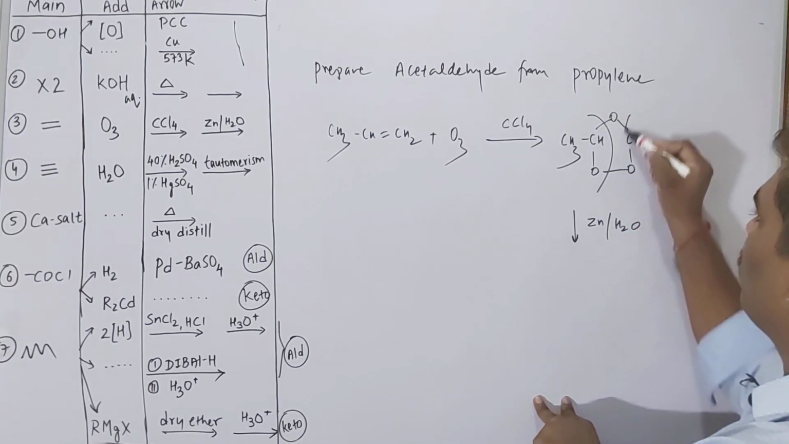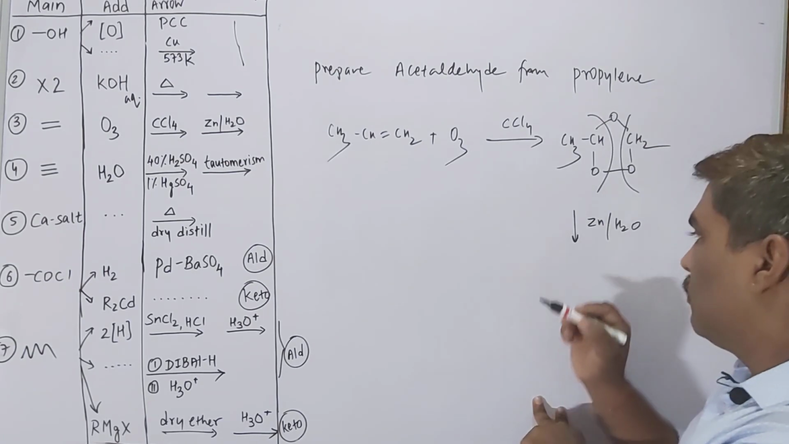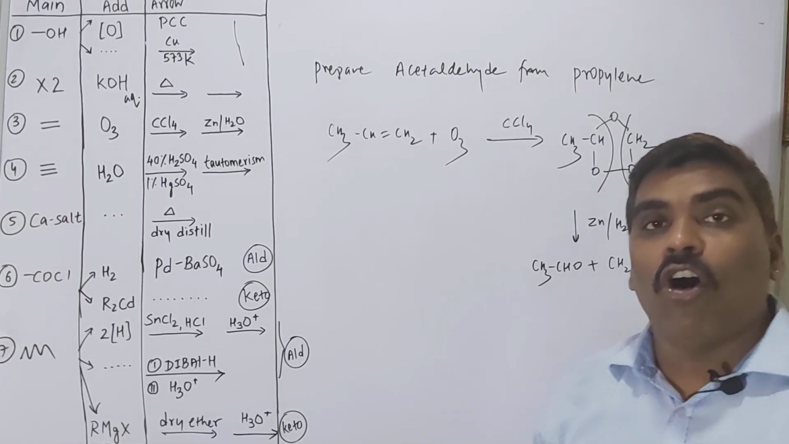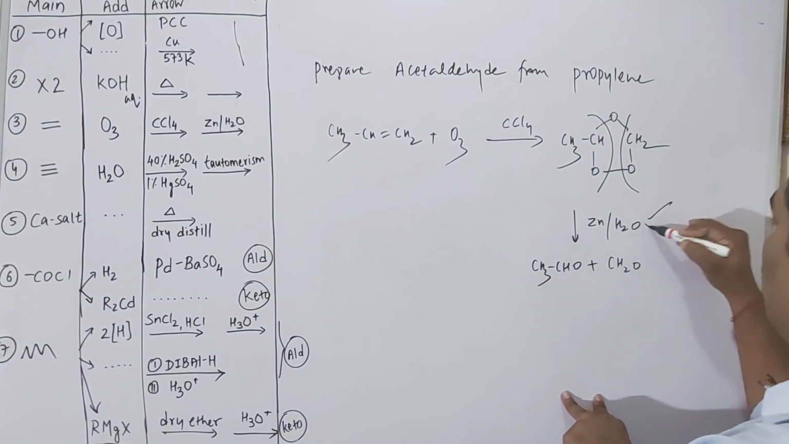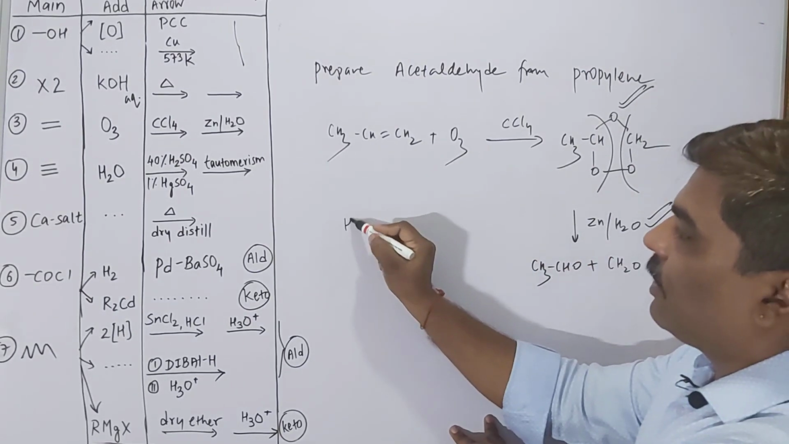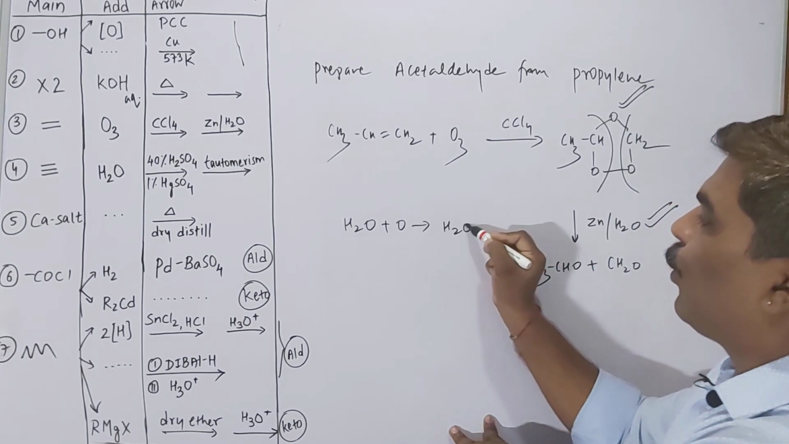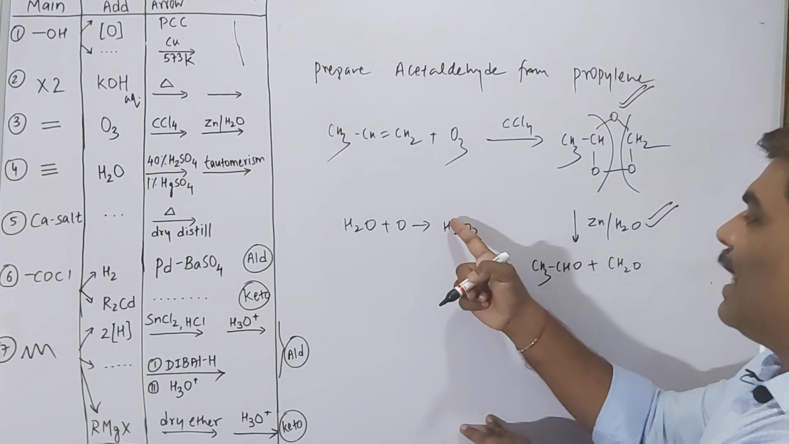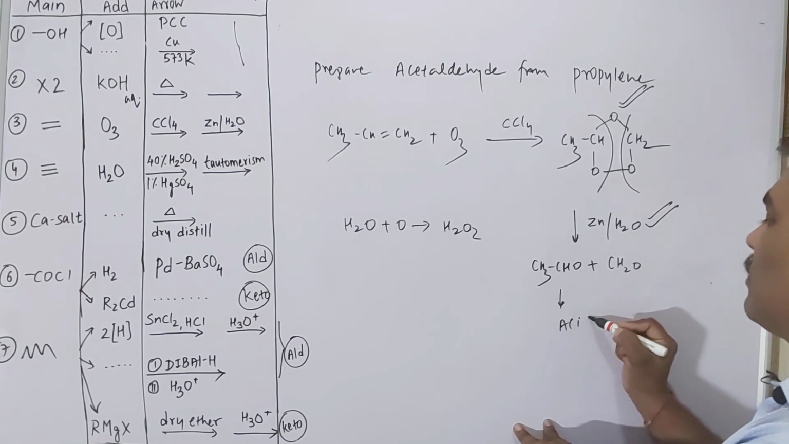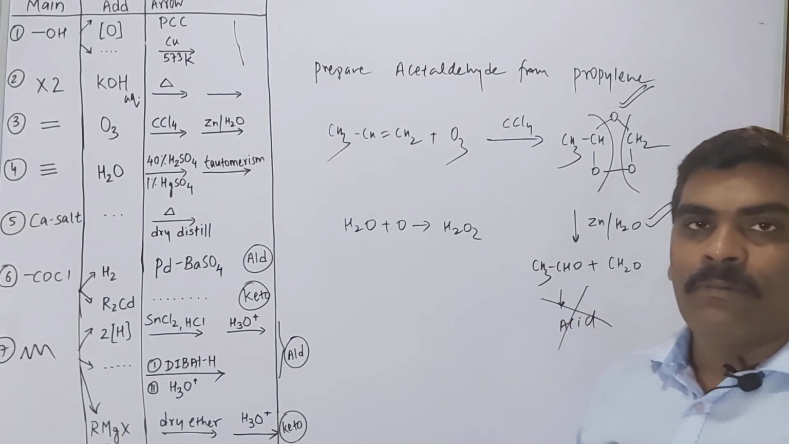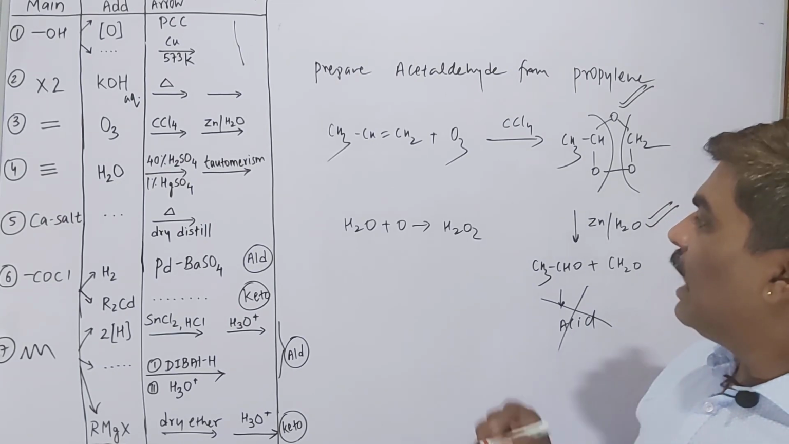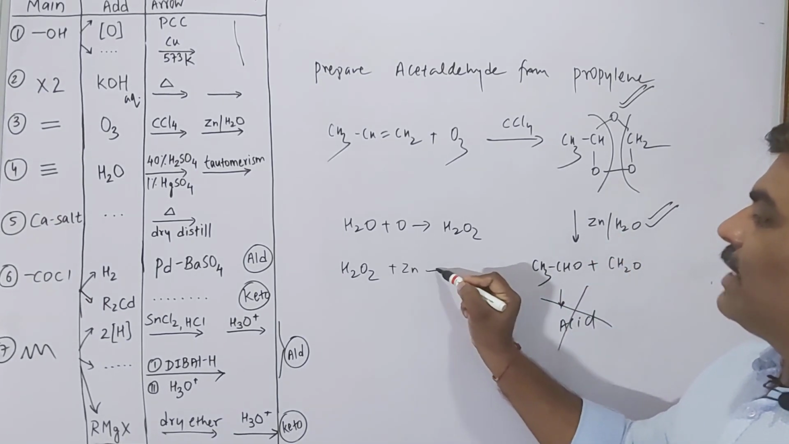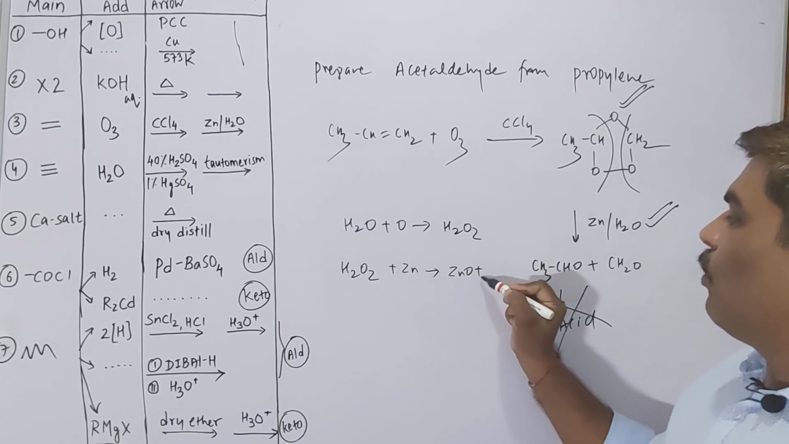So this bond breaks here. You'll get two products, acetaldehyde and formaldehyde. Along with this, what forms? Water reacts with oxygen to form H2O2. But H2O2 is a strong oxidizing agent. This can oxidize aldehyde into acid, which we want to prevent. For that, what do we have to do? We have to destroy this. And to destroy this, there is Zn. What will this Zn do? Zn forms ZnO plus water.